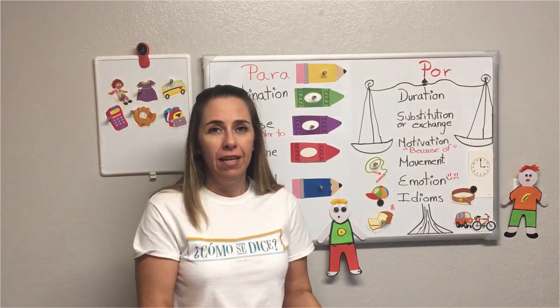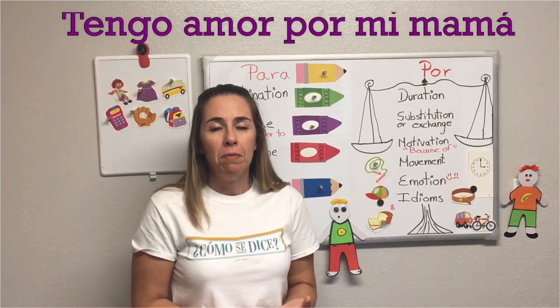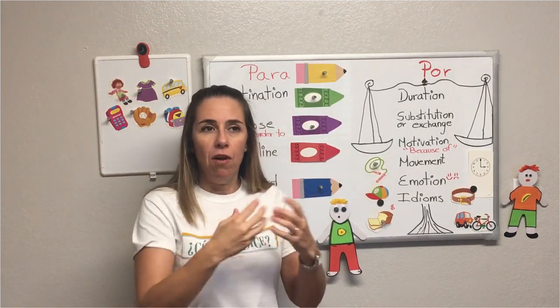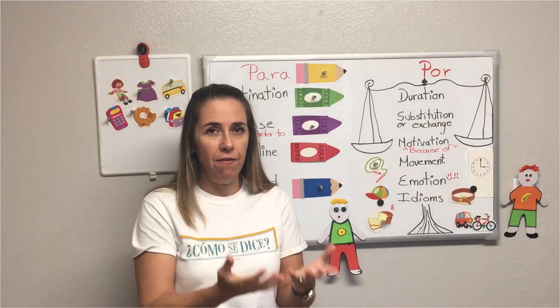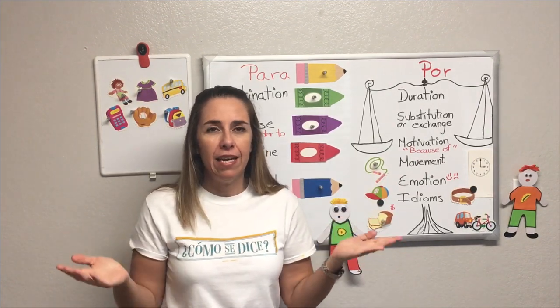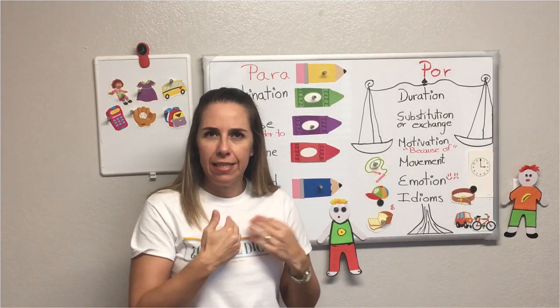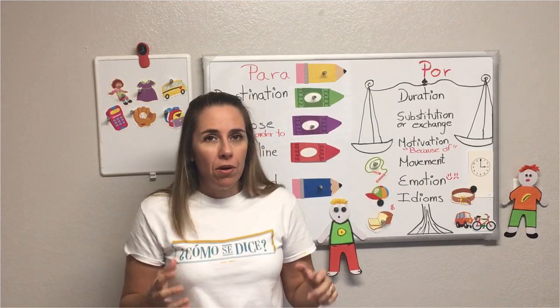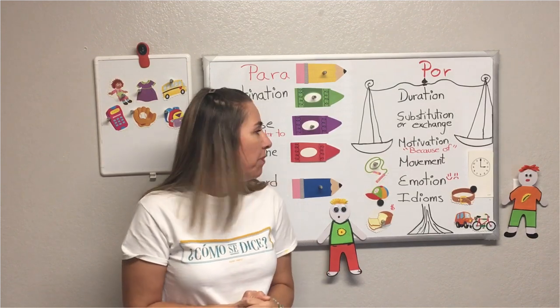Emotions. I have love for my mom. Tengo amor por mi mamá. It is different than when I give her something, like in the example of para, that I give flowers to someone, so in that moment I don't have more flowers because I already gave my flowers. But in this case with por, thinking about the balance scale, I'm giving the love, but I still have love. So it's kind of a balance. Tengo amor por alguien. I have love for someone, for my mom, etc.